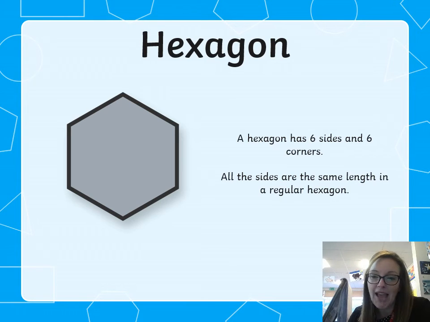Then we have a hexagon. A hexagon has got 6 sides and 6 corners. The way I remember the name of a shape that has 6 sides is because if you listen to the word 6, you can hear that x sound. And if you listen to the word hexagon, you can hear that x sound again. So that can help you remember that a 6-sided shape is called a hexagon. It has 6 sides and it also has 6 corners.